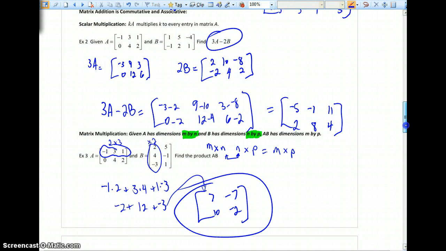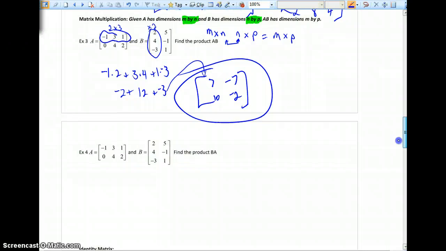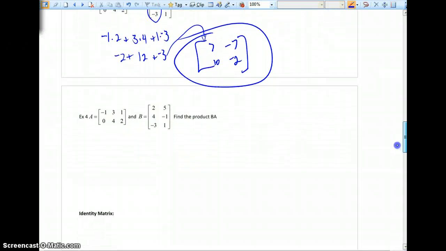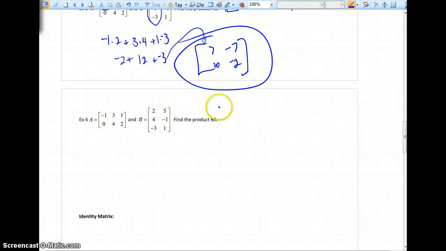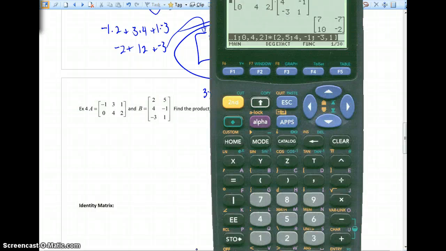The calculator, though, allows us to do that so incredibly quickly. Look, right here we've got example 4, the product of B times A. We're going to switch the order. B, of course, is a 3 by 2. A, of course, is a 2 by 3. So you can see we may multiply, but we won't get the same answer. We should wind up with a 3 by 3 matrix. So, let's see what we've got here. Tell you what, I'm going to go back over here. The order is really important.